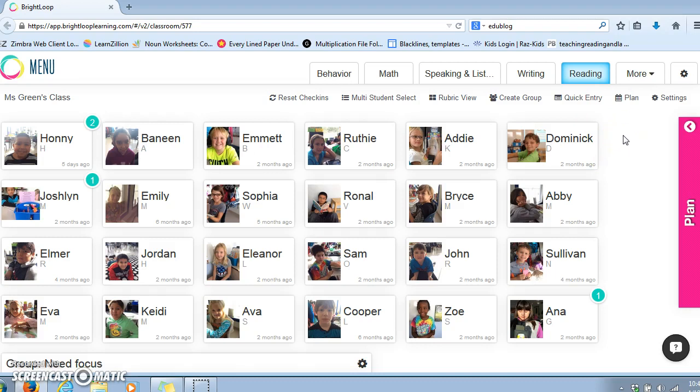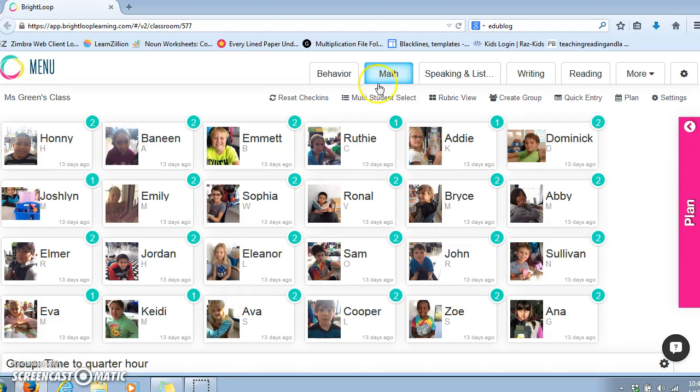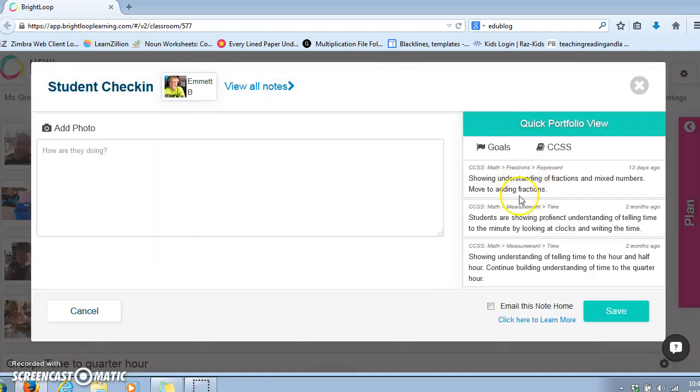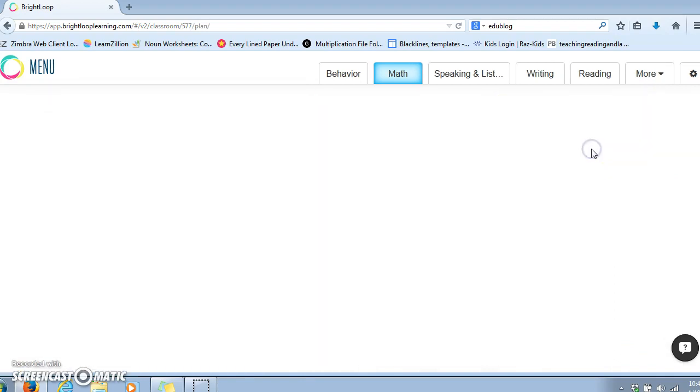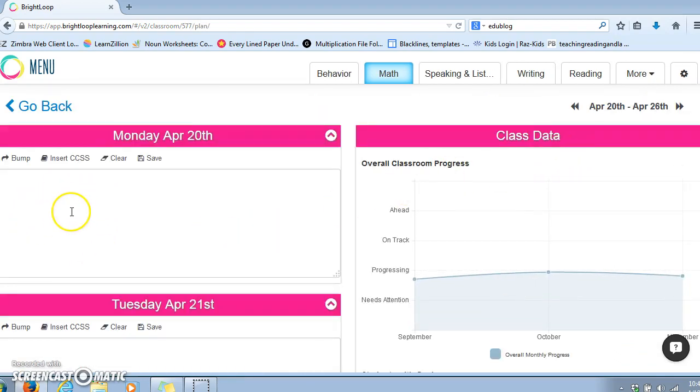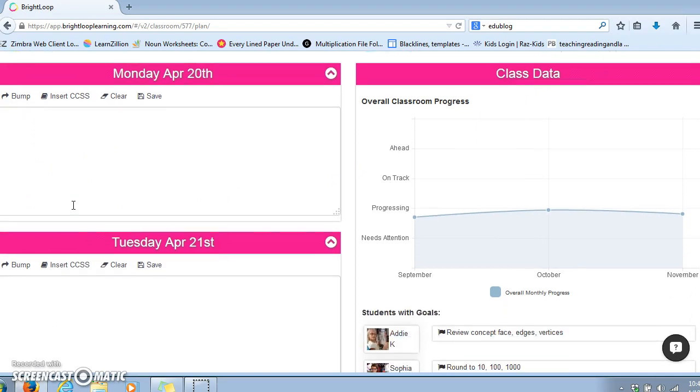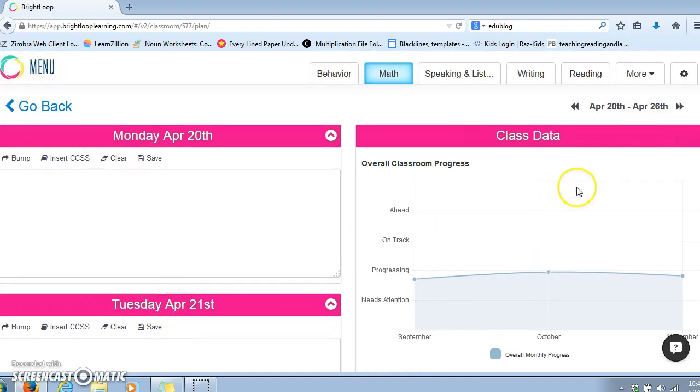One way that I'm going to use Brightloop next year that I haven't used this year, and I might even start it next month, is this planning piece, which is relatively new for the site. After looking at where my students are academically, so showing their understanding of fractions, mixed numbers, telling time, whatever the concept is, I can go ahead and plan for instruction for individuals and for groups. Look at this. This is my plan book. Look at this. This is a class data chart showing monthly progress.